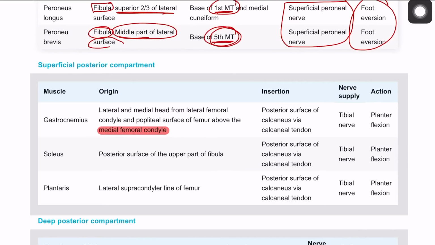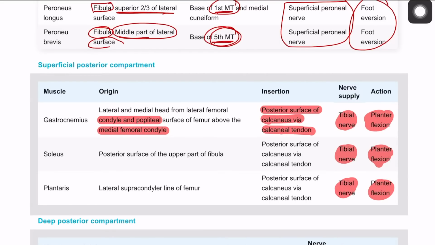So basically, coming from the condyles bilaterally, they have a common insertion, which is the Achilles tendon, and they have a common nerve supply, which is the tibial nerve, and they have a common action, which is the plantar flexion of the ankle joint. So the main difference for the superficial group is the origin. Gastrocnemius is coming from the medial and lateral condyles, soleus is coming from the upper part of the posterior surface of the fibula, and the plantaris muscle is coming from the lateral condyle of the femur.